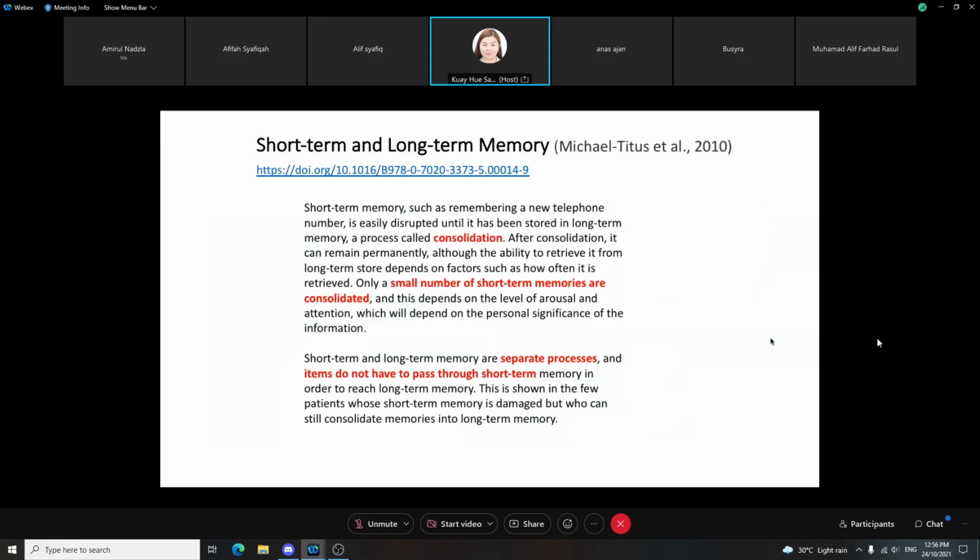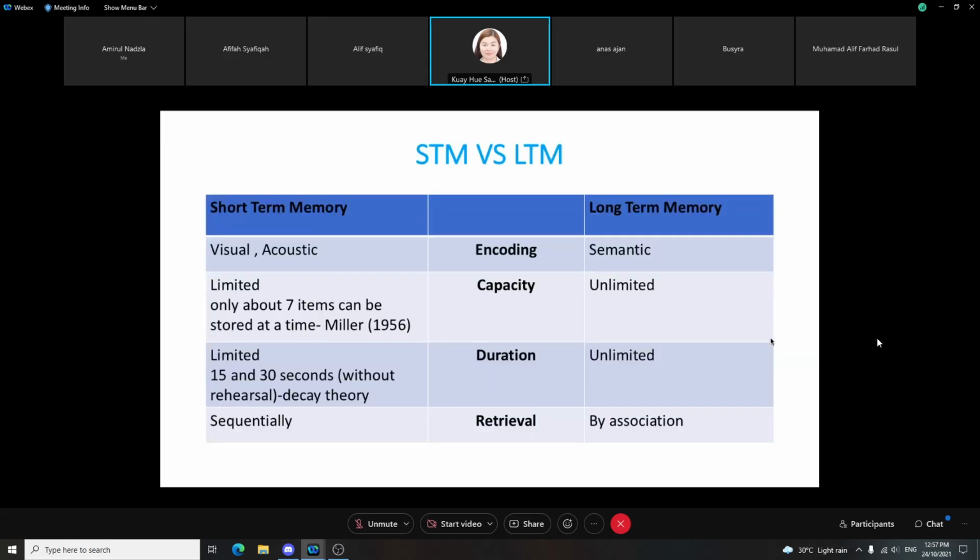And then this is the difference between short-term and long-term memory. You can have a read, because I have a summary over here. For short-term memory, the encoding method is visual or acoustic, and for long-term memory it is semantic. The capacity of short-term memory, as we know, is limited, using Miller's rule of 7 plus or minus 2 items. So it's 5, 7, or 9 items, and long-term memory is unlimited. Duration is limited for short-term memory, 15 to 30 seconds, and for long-term memory it is unlimited.